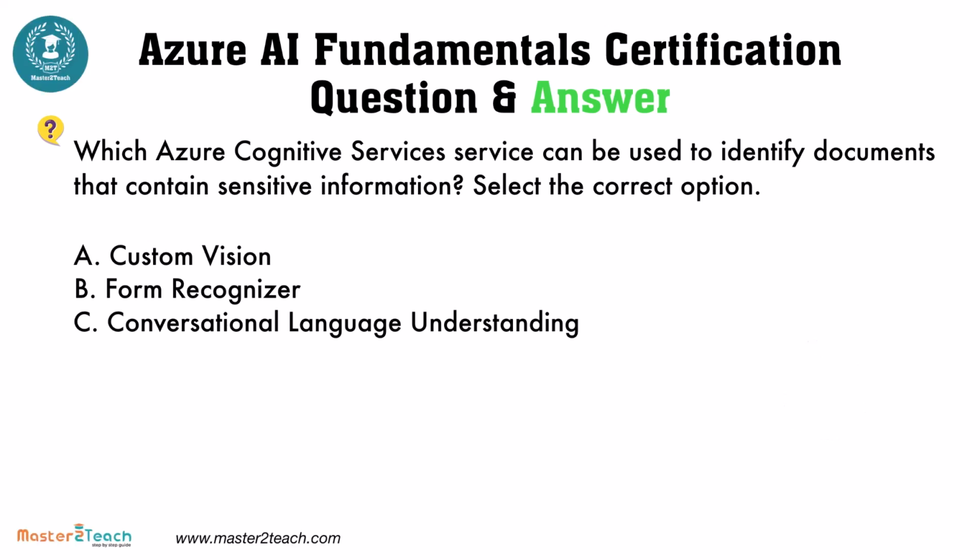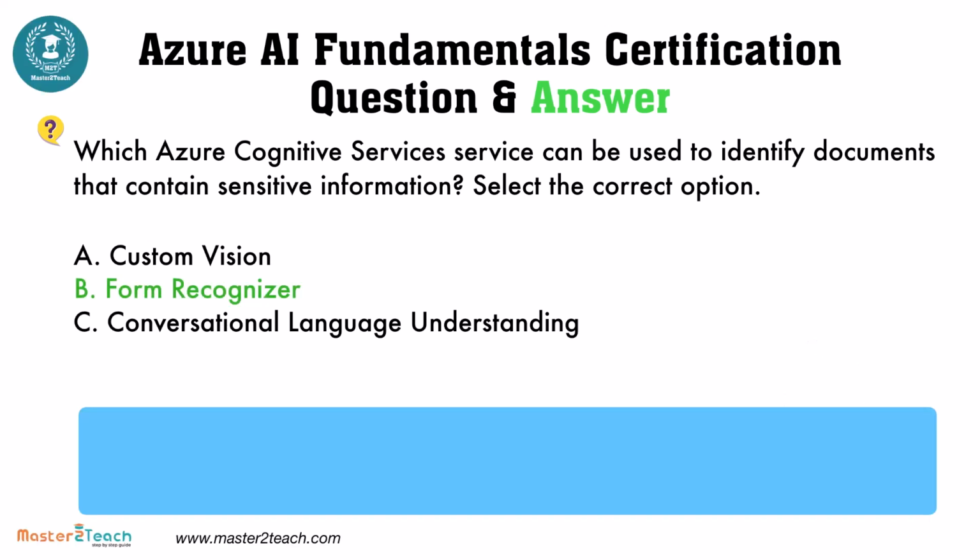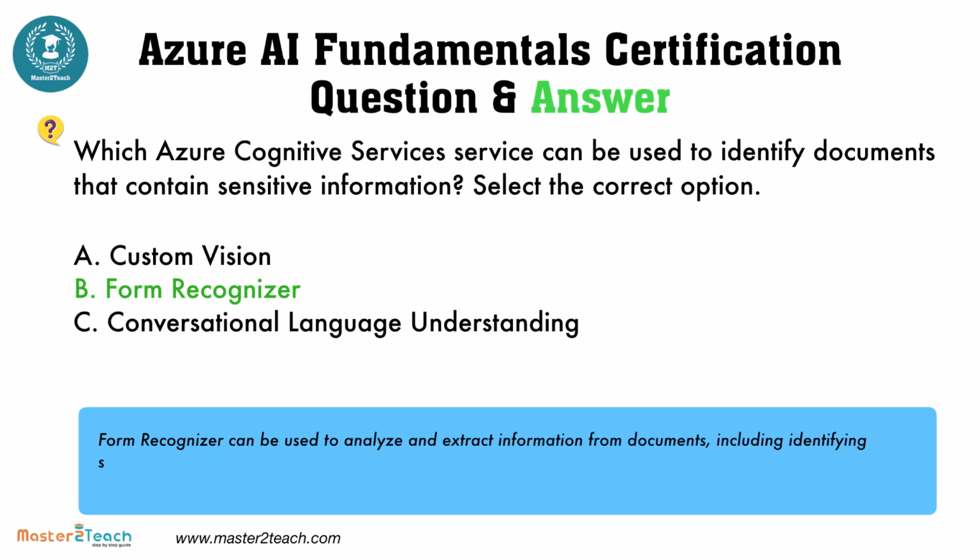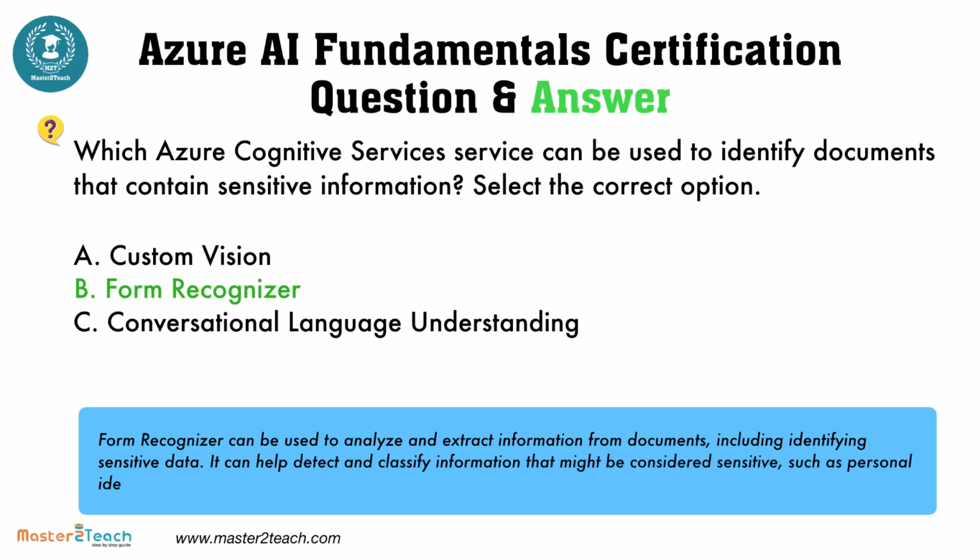The correct answer is Form Recognizer. Form Recognizer can be used to analyze and extract information from documents, including identifying sensitive data. It can help detect and classify information that might be considered sensitive, such as personal identifiers or financial details.